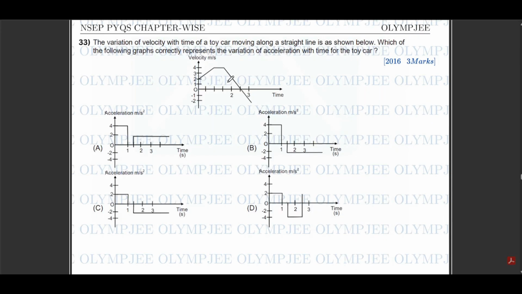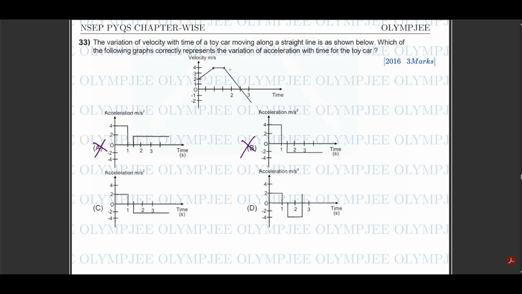So question 33 is asking for the correct acceleration time graph corresponding to the velocity time graph. So from here to here, the change in y is 2, and also the change in time is approximately 1. So the acceleration should be 2 till t is equal to 1. So this is wrong, this is wrong. These two might be correct. And till 1.75, the acceleration is 0, which is correct in both C and D.